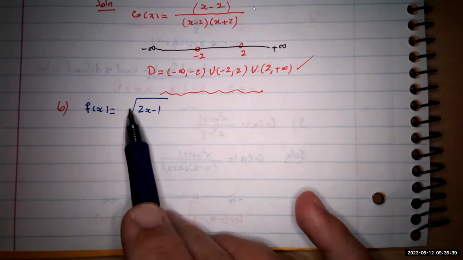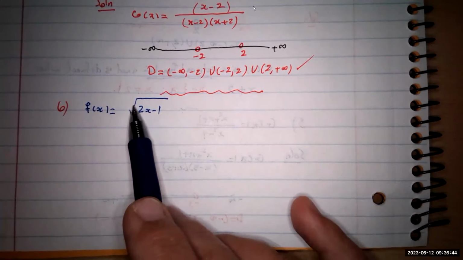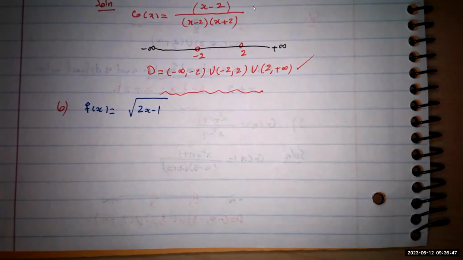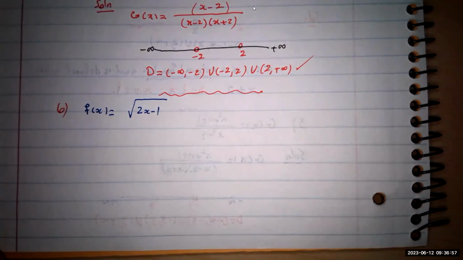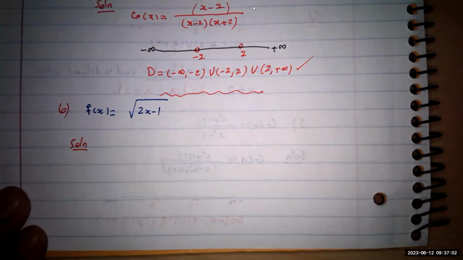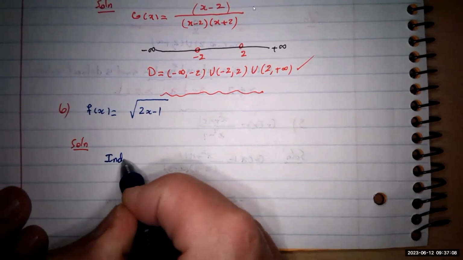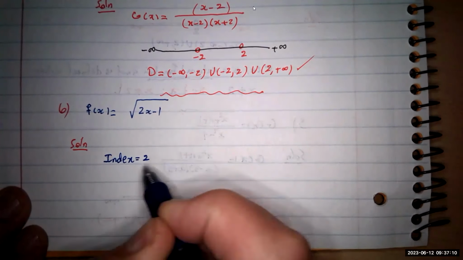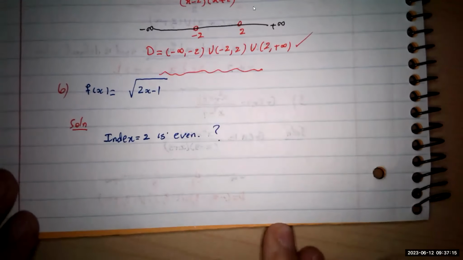If there is anything else, they put the number here for you. So you check the index. If the index is even, you are in trouble. This means x is not going to be a free agent. You have to choose x so that this expression is never negative. Okay, so the solution is, we look at the index first. The index of the radical is equal to 2, which is even. When it's even, it means you have to work.